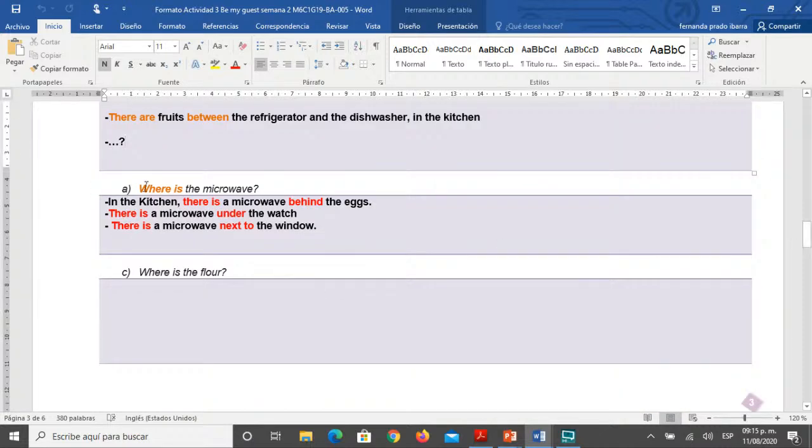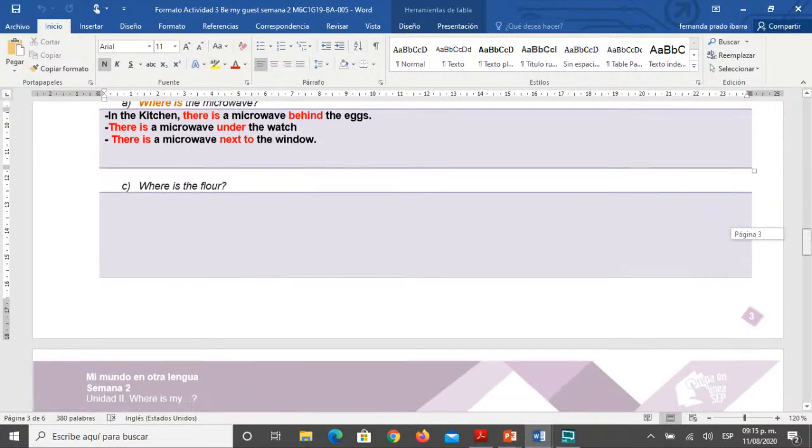Where is the microwave? says the second question. In the kitchen, there is a microwave. I'm using "there is" because it's just one microwave. Behind the X, there is a microwave under the watch. There is a microwave next to the window. So I'm using the grammatical notions "there is," and I'm using my prepositions in each sentence, okay? So it's very important, according to the rubric, that I answer in these grammatical ways using there is, there are, and my prepositions, okay?